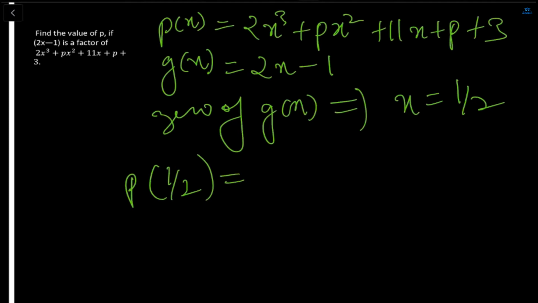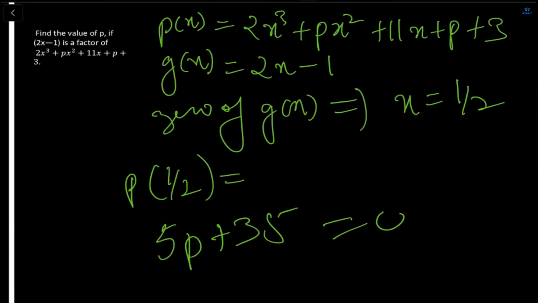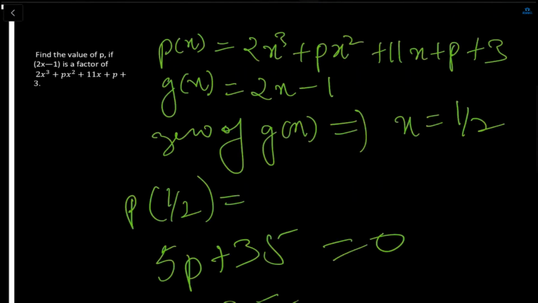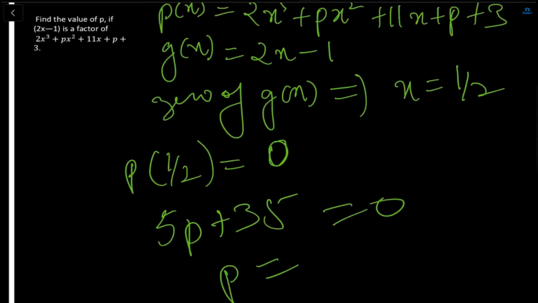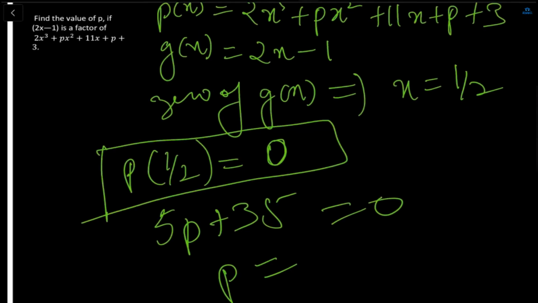And if you put p at 1 by 2, then you will get 5p plus 35. The main basic steps I have already done. You just need to put the value and find out. Since g(x) is a factor, the zero of g(x) will be x is equal to half. So you need to find out the value of p at half. So you will put half instead of x in complete p(x), and then you will get the value of p. Since it is a factor, you will be equating p(half) to 0. You have to put the value in this equation, and you'll get the value of p.